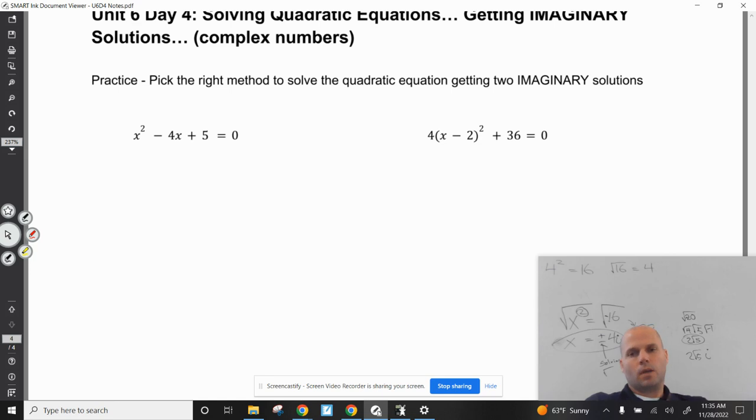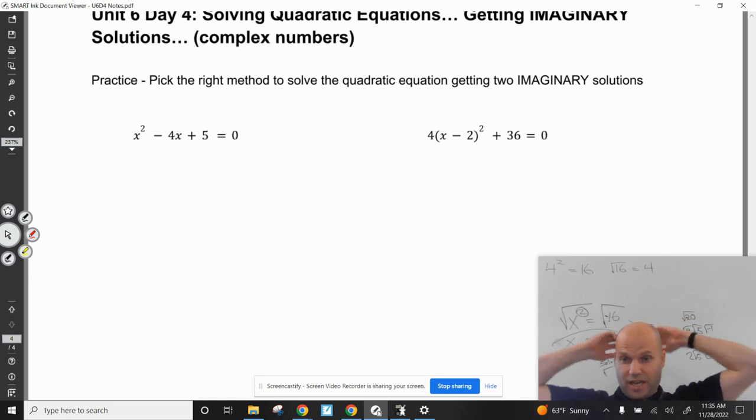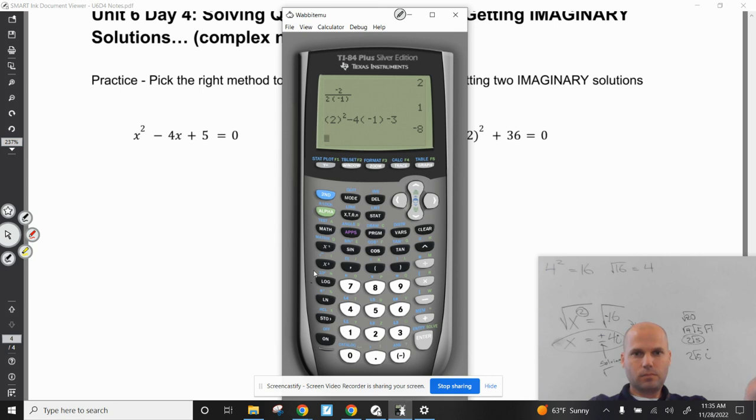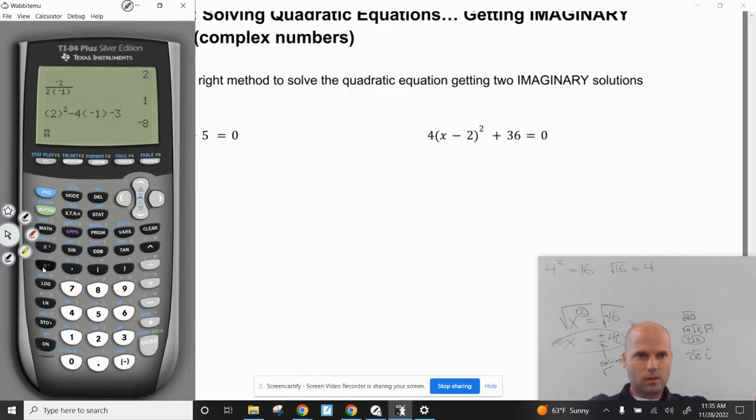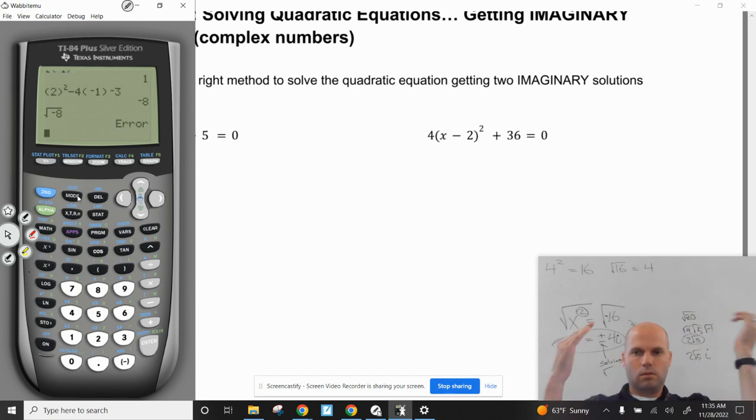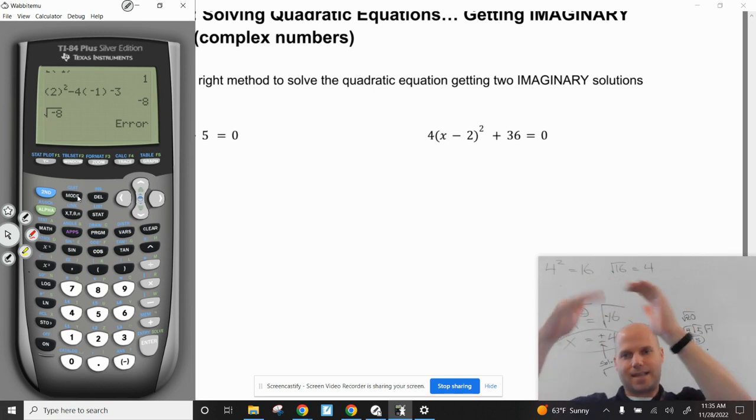Okay. And that's it, guys. You just got to pick the right method. And just after you square root, you see you have a square root of a negative. You can use your calculator to help you. What's the square root of -8? Oh, yeah. Our answer's imaginary. So it's going to be the same as square root 8 times i.